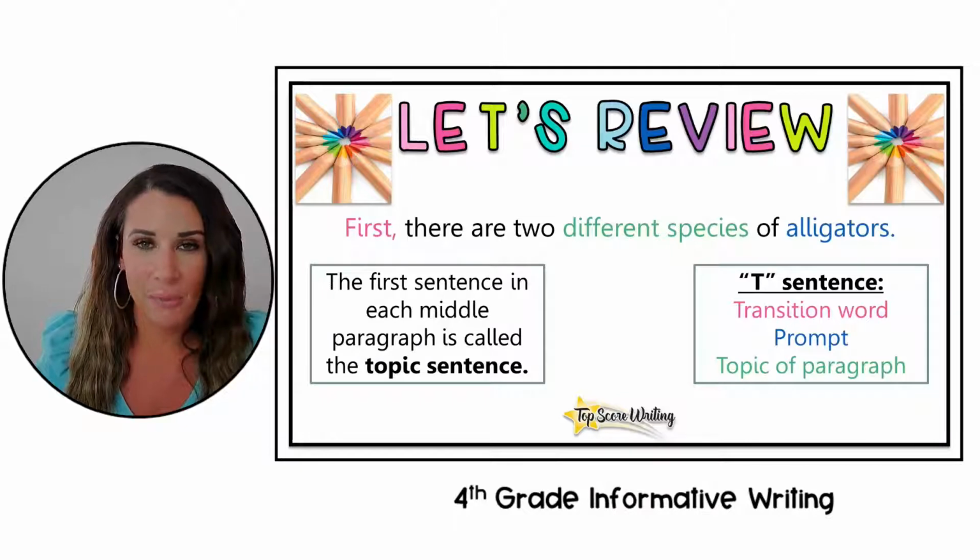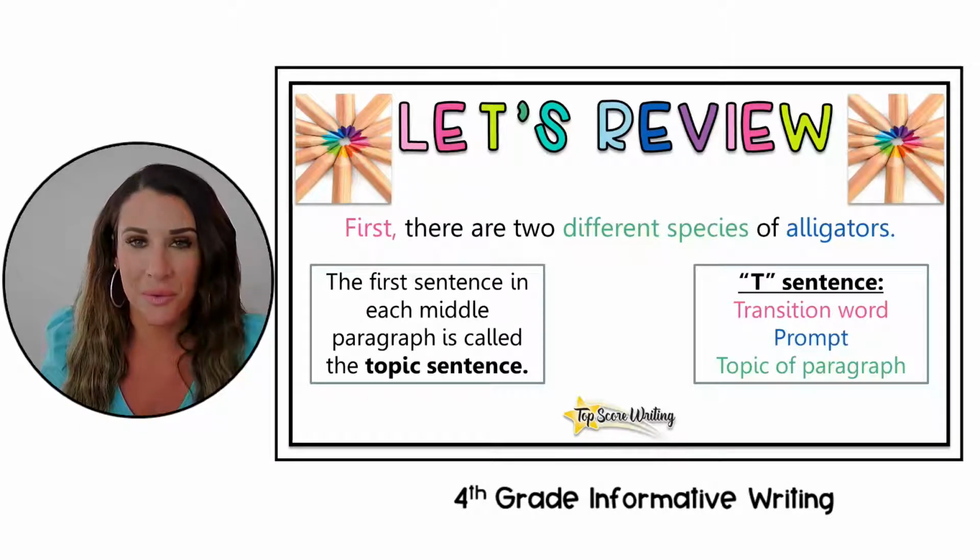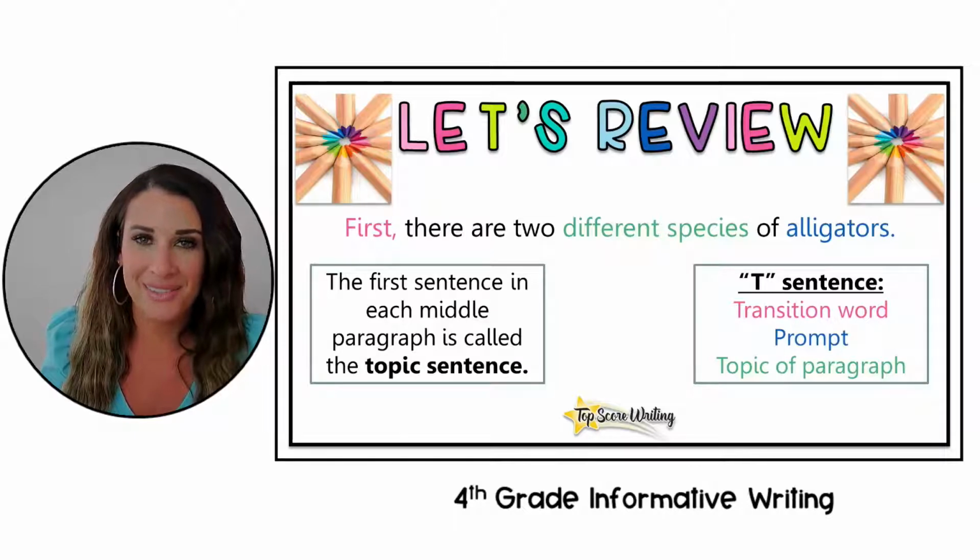If you look at that topic sentence, it says, "First, there are 2 different species of alligators." You can see I color-coded the transition word in pink, the topic of that paragraph in green, and the prompt in blue. You always want to make sure you have all 3 parts for every topic sentence. Remember, those topic sentences are the first sentence for each middle paragraph. You will always write a topic sentence for T1, a topic sentence for T2, and a topic sentence for T3.